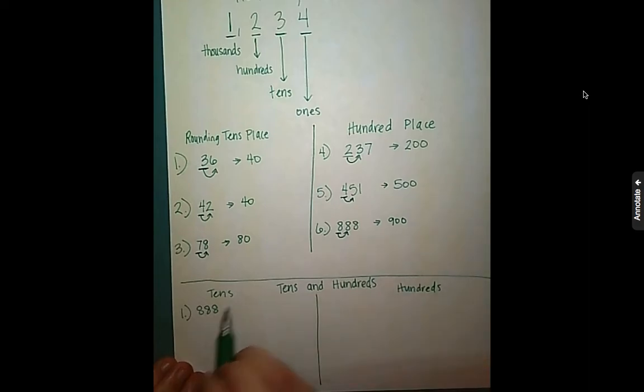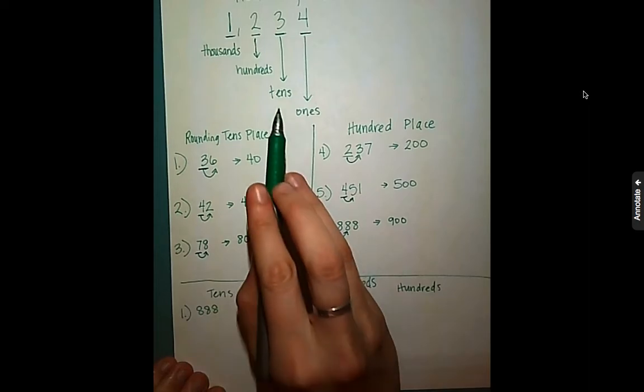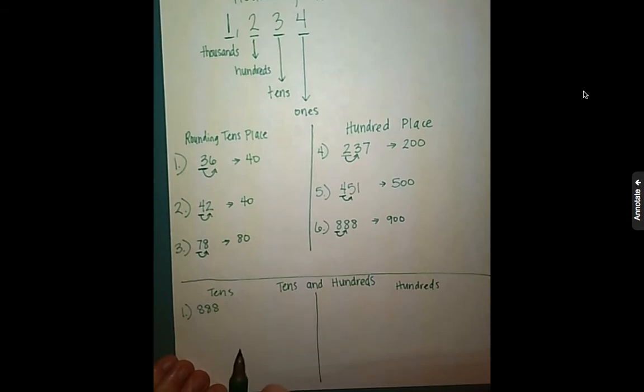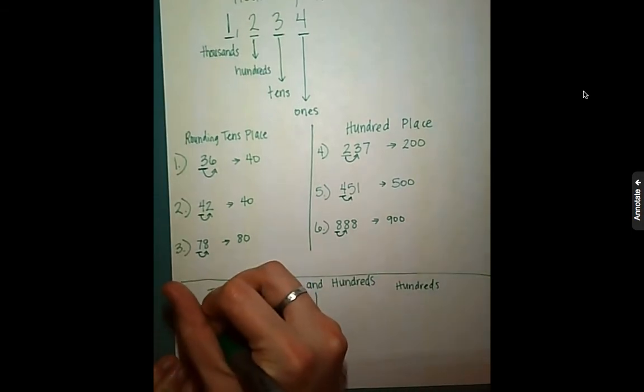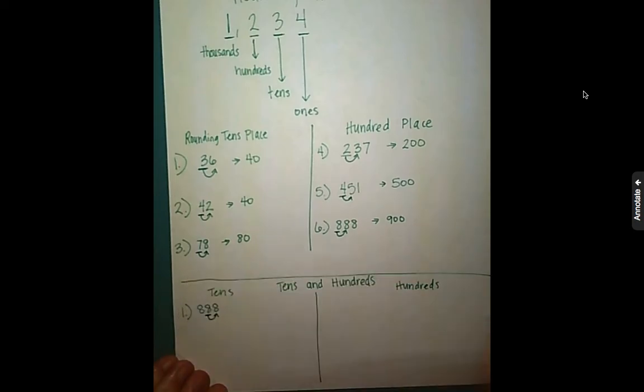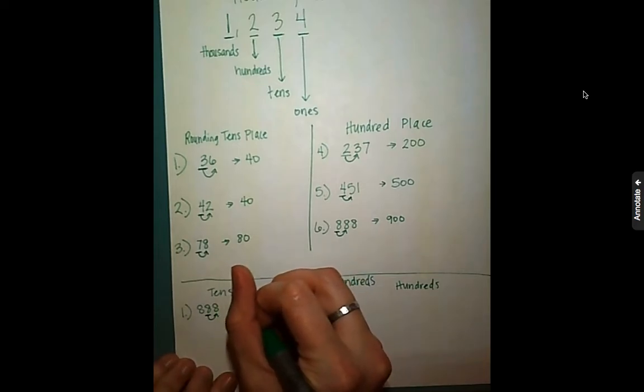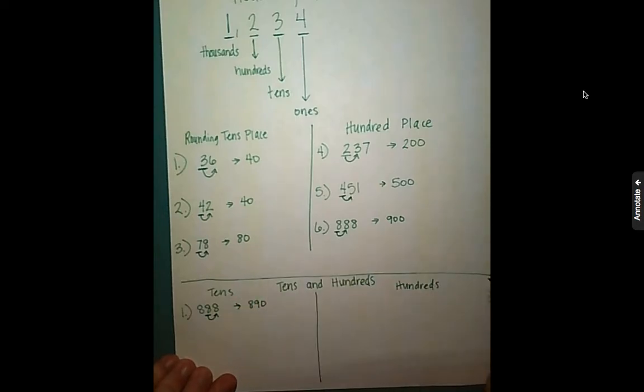If I want to figure out how to round the tens place, I first need to figure out what number is in the tens place. If I look at my chart above, it's the second number over. So in this case, it's the middle number. I'm going to look to the right to figure this out. Is 8 larger or equal to 5? Yes, it's larger. So when I round to the tens place, it's going to be 890.